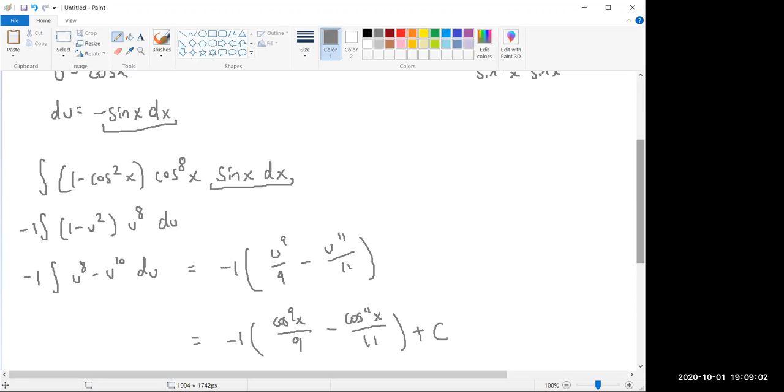Okay, any questions on that? Professor, where did you get the u to the 10th power? Did you just do FOIL basically? What's FOIL? Okay, that's another abbreviation. I just multiplied it out. Okay, got you. Thank you. Yeah.